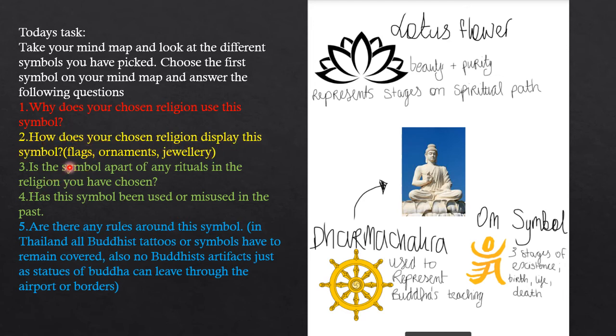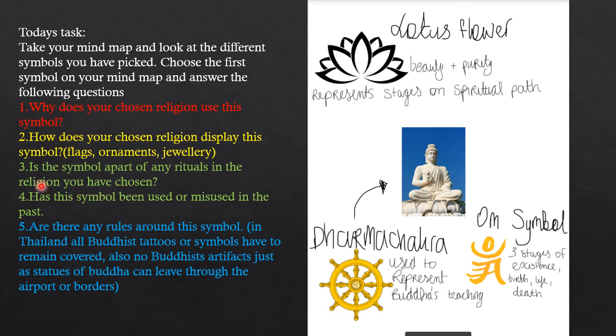How does your chosen religion display this symbol? You might take a look at flags, ornaments, jewelry. You might be looking at crucifixes on the wall. You might be thinking of people wearing jewelry as crosses or different flags such as the Union Jack. That's just taking a look at the Christian faith, but think about other religions and how they display their religious symbols.